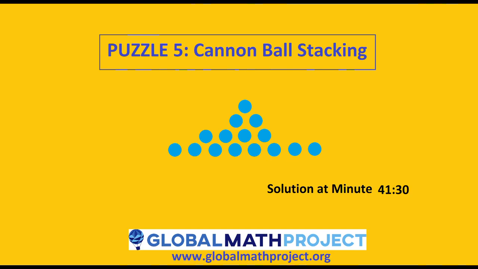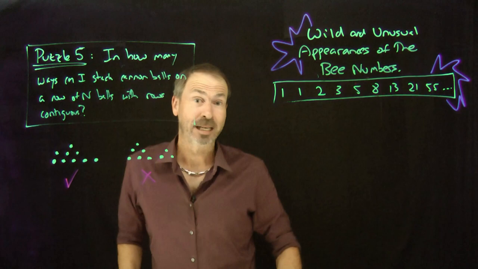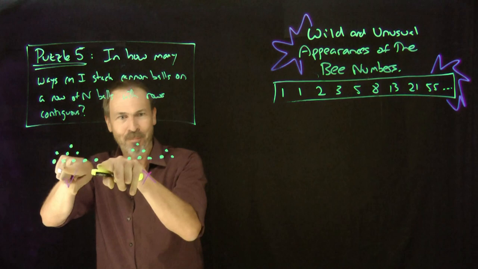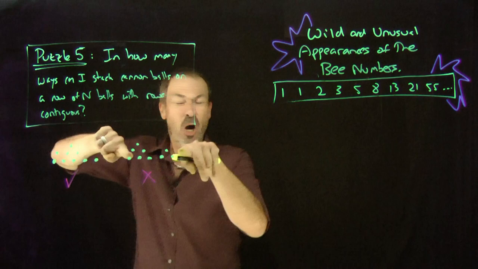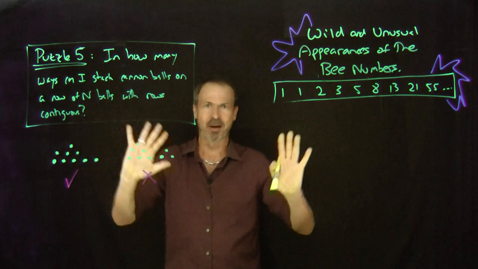Okay, here's my wild and unusual puzzle number five. In how many ways can I stack cannonballs on a row of n balls with rows being contiguous? Now, what do I mean by that? Here's a row of five balls, and I'm stacking cannonballs up upon that row. The rows are like one great big row of five, one connected row of three, one connected row of one. Over here, I won't allow this example. I've got a connected row of five, but I've got this split row of three. No split, it's not contiguous. Don't want that. I want to make sure every row has all the balls being consecutive on that row.